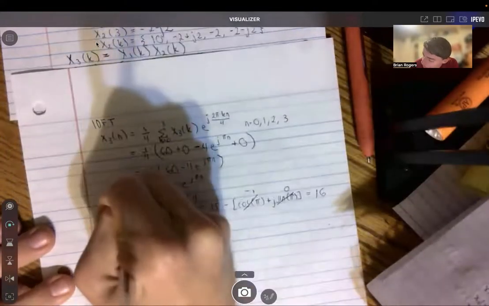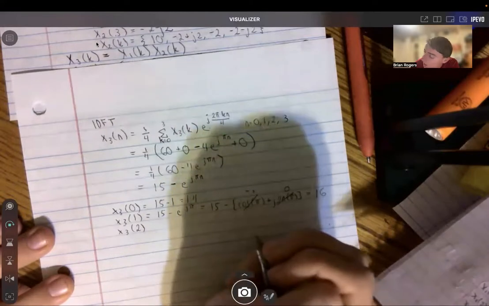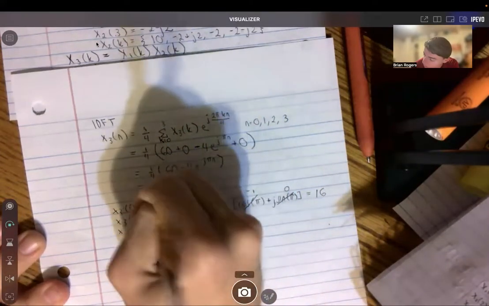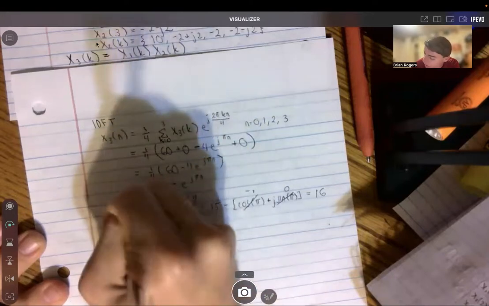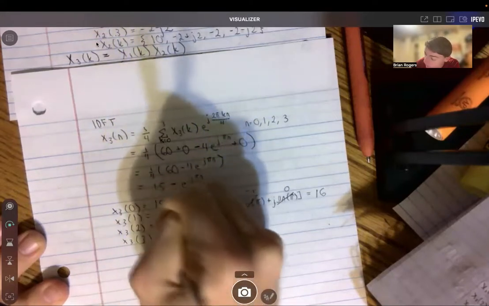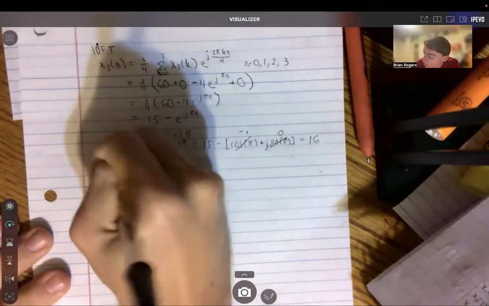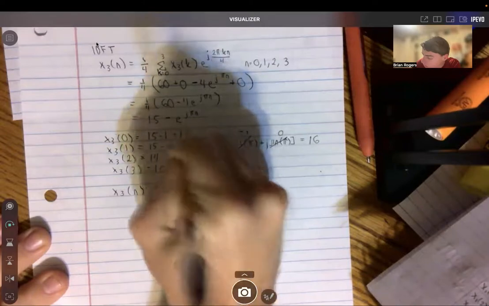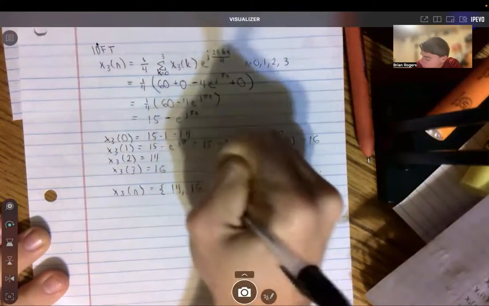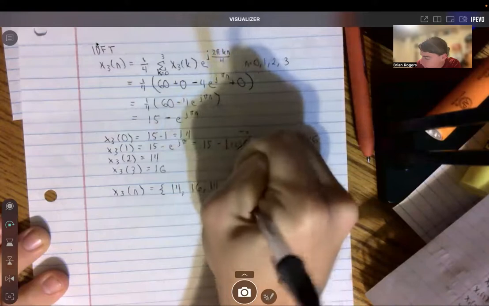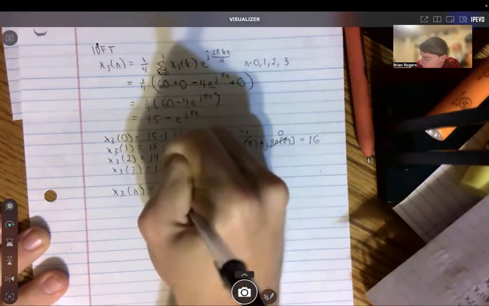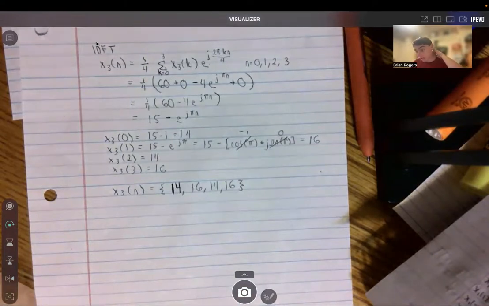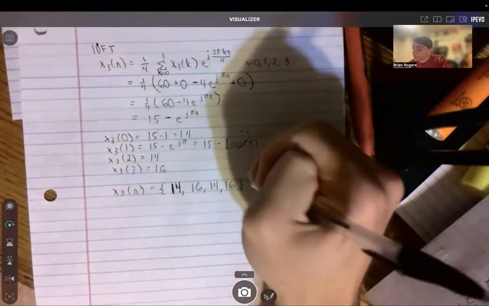Then your x3 of 2, here you're going to do the exact same math. You're going to get 14 though, and then your x3 of 3, you're finally going to get 16. So for your x3 of n vector, at the end result, you're going to get 14, 16, 14, 16. Remember, the first one starts at index 0, and then that would be your same result. It takes a long time, though, you can tell.